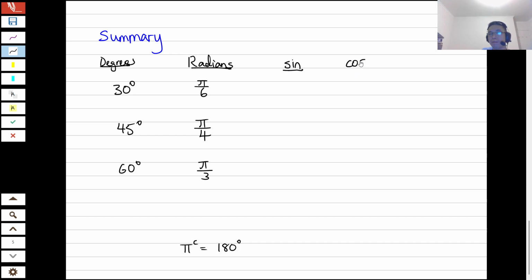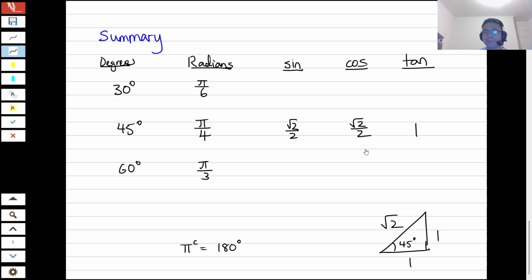And now we can write down sine, cos, and tan. I will do this one by memory. So you'll remember in the isosceles right-angled triangle, we had this, and we had 45 degrees. And just by looking at that triangle, I immediately know that tan of 45 degrees is 1, and sine and cos is 1 on root 2, or root 2 on 2.